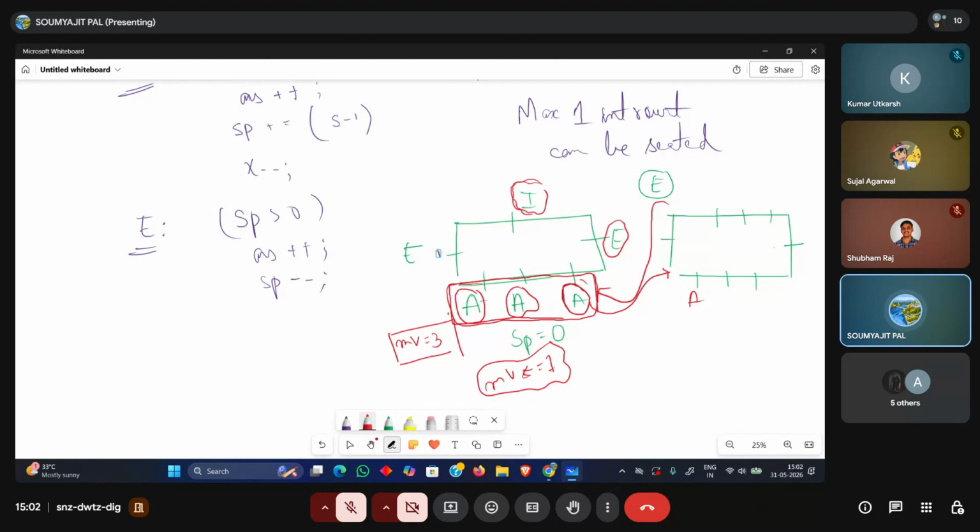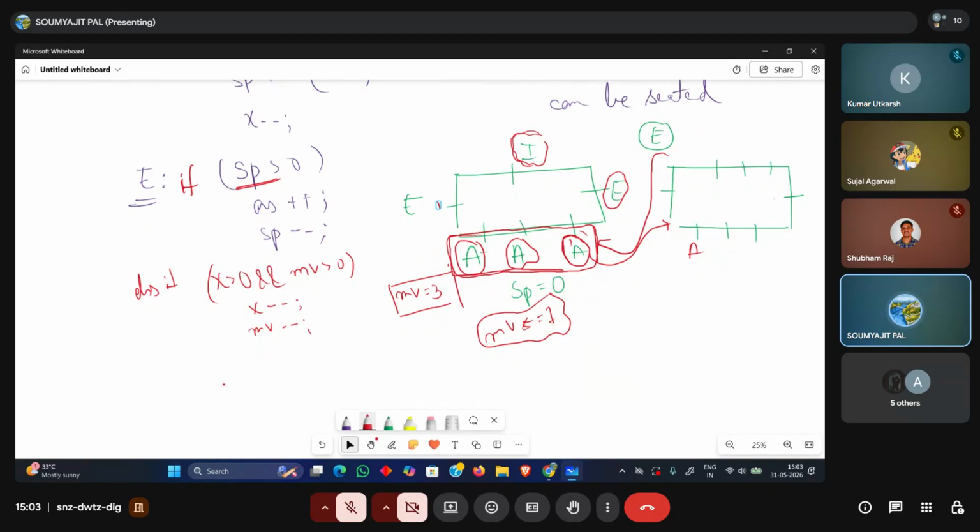So if my x is greater than 0, that is I have at least one, this is the if case. And if SP is not greater than 0, I'll go to else if x is equal to 0 and my current move variable is also 0. So what can I do? I can decrement x. I have used it. My move variable is decremented by 1. I have transferred one A to here, and I have incremented the answer, since I have seated E here.